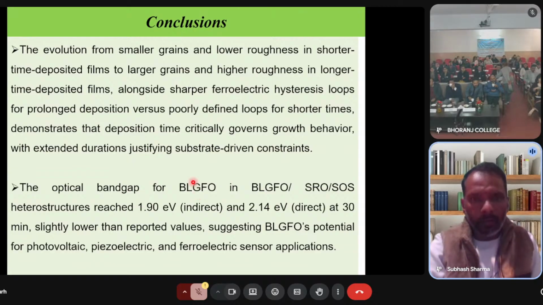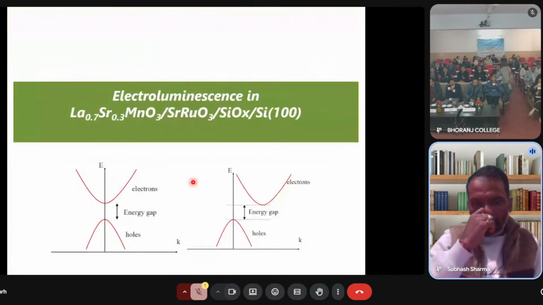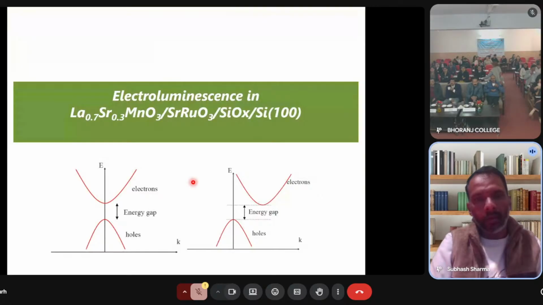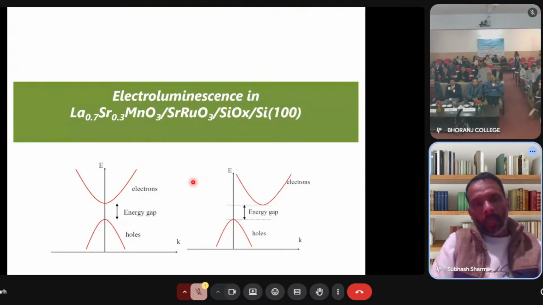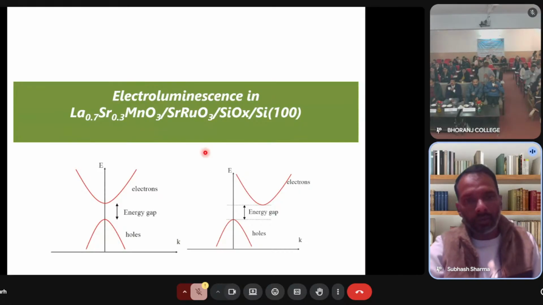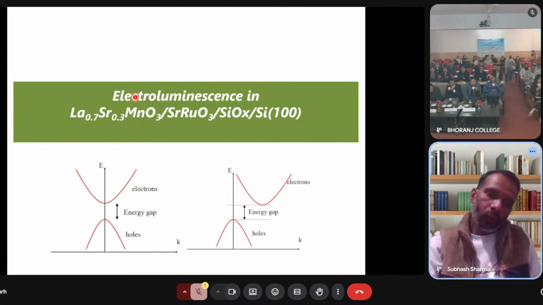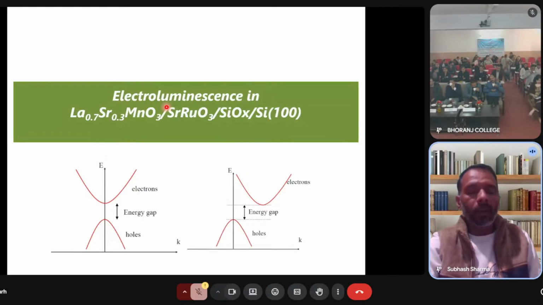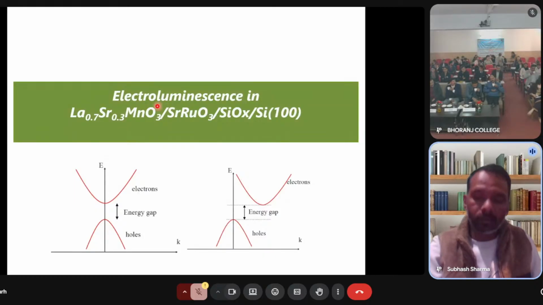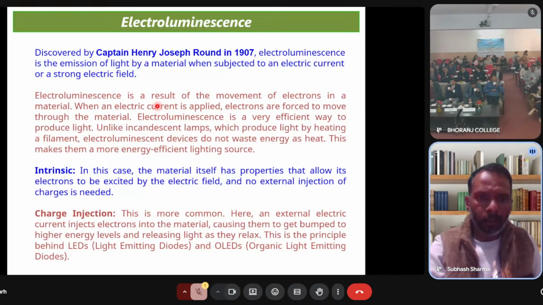So I think we have some time. One of my PhD students, and we have observed a novel phenomenon, electroluminescence, in this heterostructure. So we have a device: silicon, then SRO, then LSMO. As the name suggests, electroluminescence, right? There is one term, photoluminescence. This is the paper that we have published.